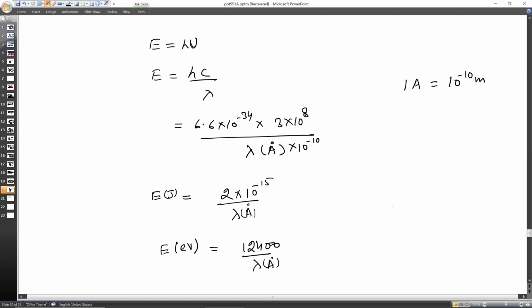Sometimes the energy is being asked in electron volt, sometimes in joules, so you have to write the different formulas. But the actual formula is E equals h nu, that is hc by lambda. And here's one more formula for total energy. If this is the energy of one photon, and sometimes 500 photons are passing, then E total will be equal to number of photons into energy of one photon.